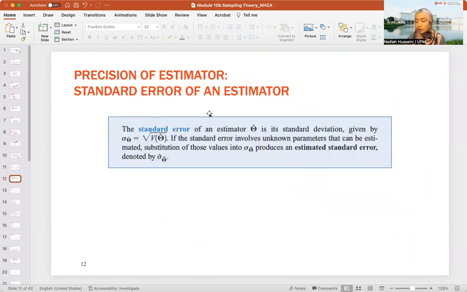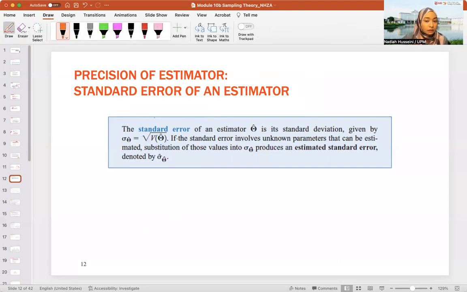Okay, so I'm going to continue with this one. The standard error of an estimator is its standard deviation. Previously, we talked about the most efficient one and the biased versus non-biased. But now we're going to talk about the standard error. There's a lot of things that we can describe our estimator by, right?